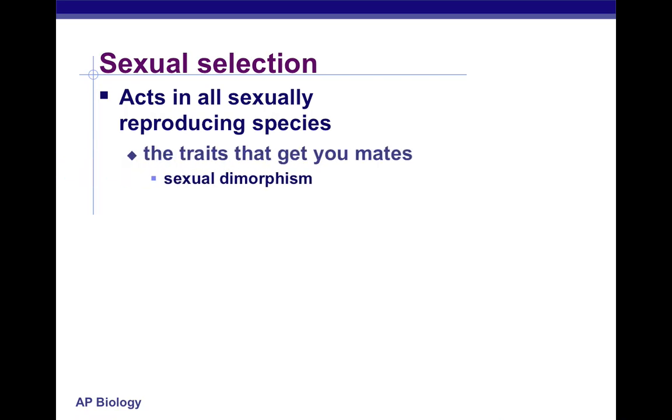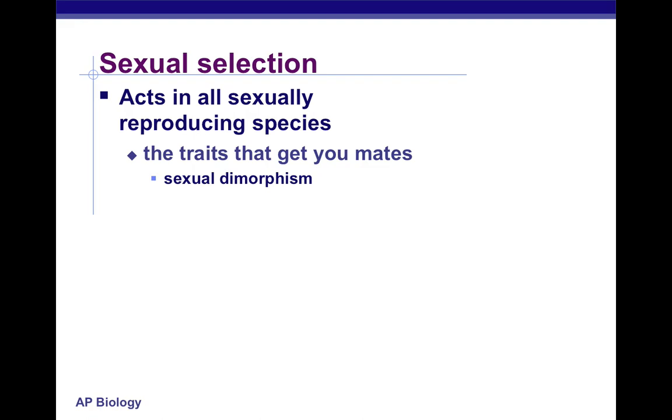Sexual selection acts in all sexually reproducing species. Something that is interesting, a term I want you guys to know, is sexual dimorphism. It's basically the reason why males and females look different in certain species. Like human males and human females, we look different. It's because through that sexual selection, we've gained differences in our appearance.